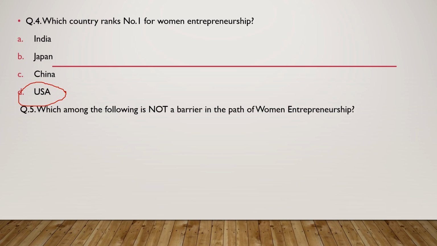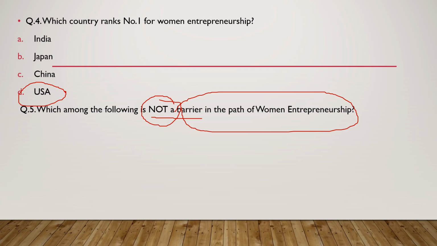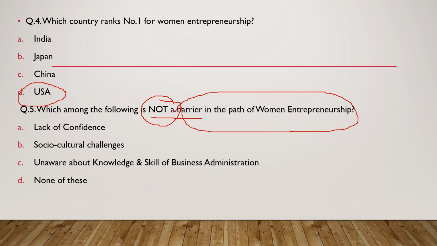Which among the following is not a barrier in the path of women entrepreneurship? So first of all, read the question very carefully. It says not a barrier. So first of all, you should know what the barriers of women entrepreneurship are and which one is not a barrier. So the options are lack of confidence, socio-cultural challenges, unawareness about knowledge and skills of business administration, and fourth is none of these. So first is lack of confidence. As we have seen this, I have made a video on this.